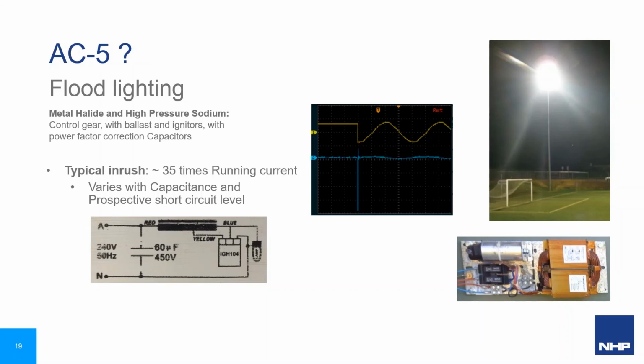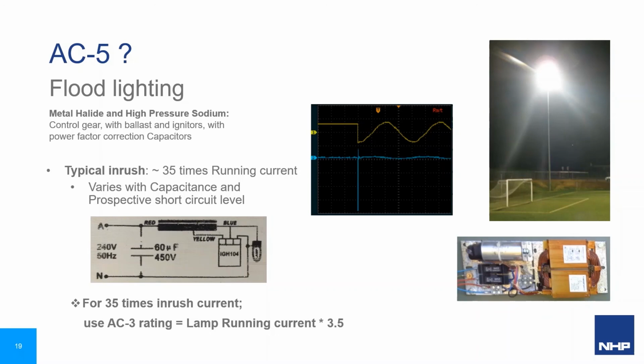As AC5A is not suited, and whilst selection may be based on AC6B capacitor switching, it can be easier to select based on the known making capabilities of AC3 ratings. As AC3 testing has making tests completed to 10 times rated current and to allow for 35 times inrush, the AC3 rating of a contactor should be in the order of 3.5 times the lamp's running current.